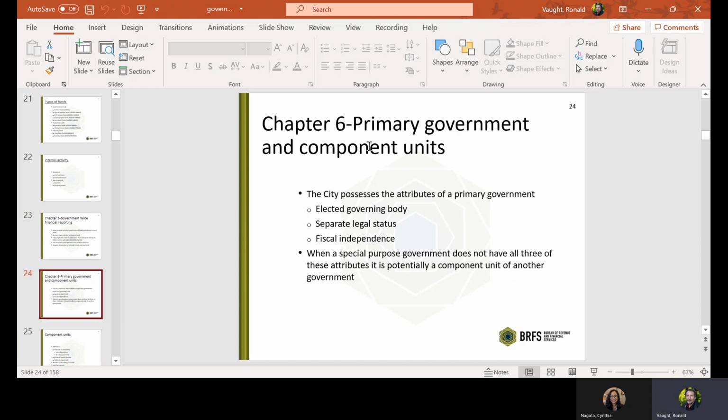Chapter 6, primary government and component units. The city possesses the attributes of a primary government, which is the governing body, separate legal status, and fiscal independence. When a special purpose government does not have all three of these attributes, it is potentially a component unit of another government. So school districts are generally considered not a component unit of anybody in Oregon, but they are a special purpose government.